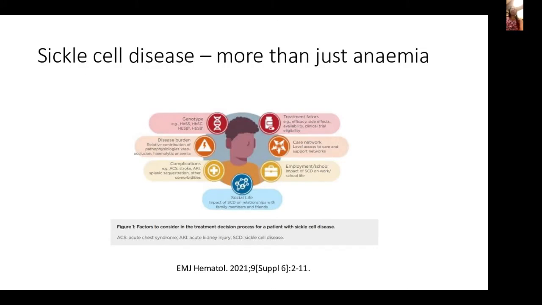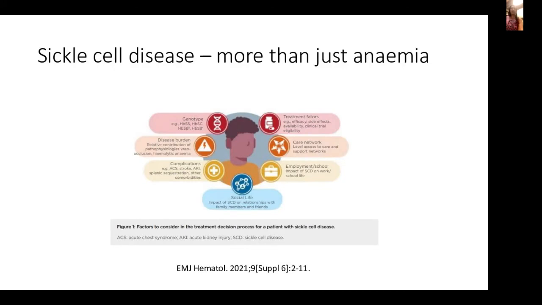You also assess the disease burden. So, are they having lots of crisis? Are they having lots of hemolytic anemia? And the complications, this is a big one. People that are having recurrent strokes or acute chest syndromes, renal impairment and so forth, they're obviously going to need to be seen by other members of the multidisciplinary team, and that's going to have a significant impact on their social life and their ability to go to work and school.